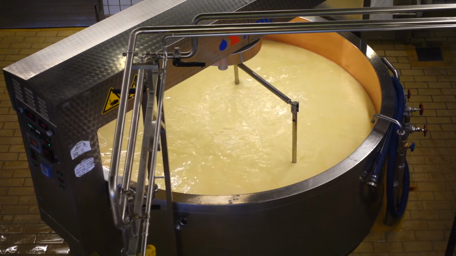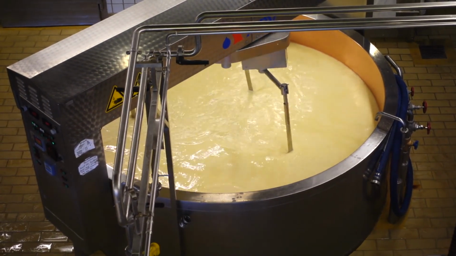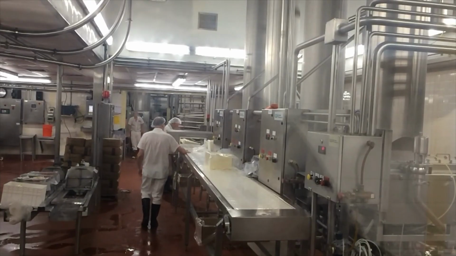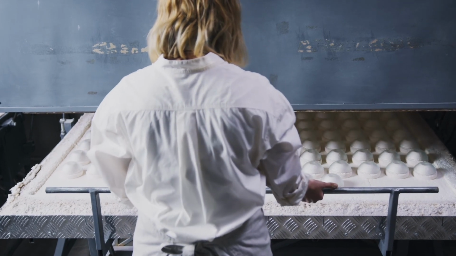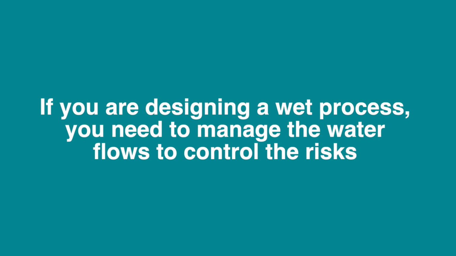All in all, you must remember that for nearly all of the areas in the processing plant, temperatures and moisture must be controlled. The drier the facility, the lesser the risk for contamination, and it is easier to track and control microbial growth. If you are designing a wet process, you need to manage the water flows to control the risks.